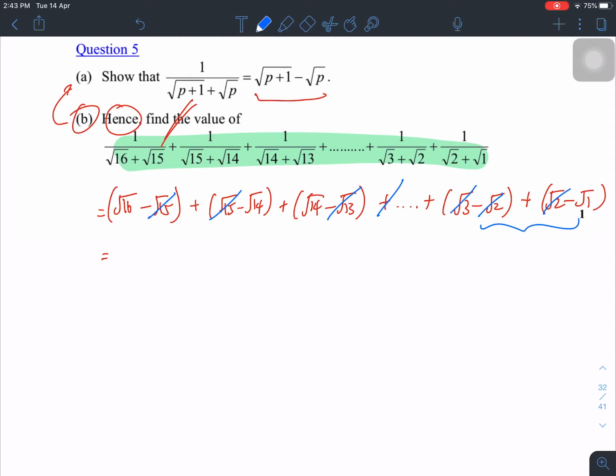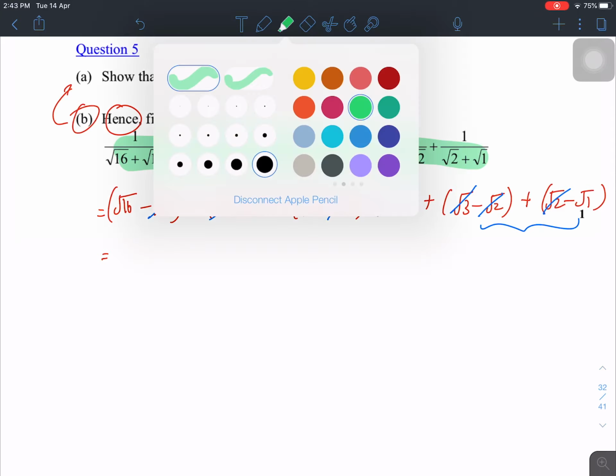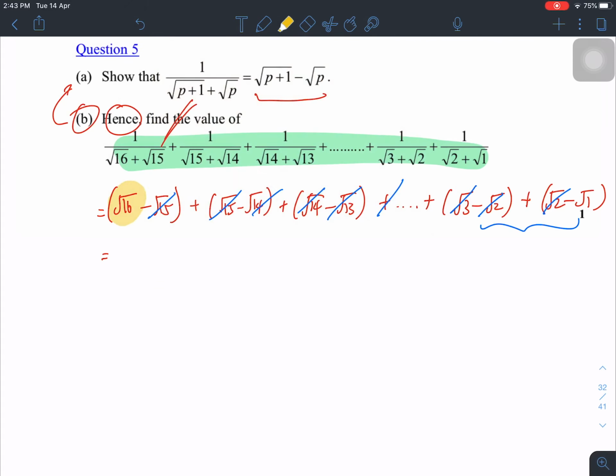So you need to understand what the residual terms are. The residual terms simply are the first and the last term. If you realize that is the case, we simply would have root 16 minus root 1. Root 16 is 4, root 1 is 1, and of course the final answer would simply equal 3.